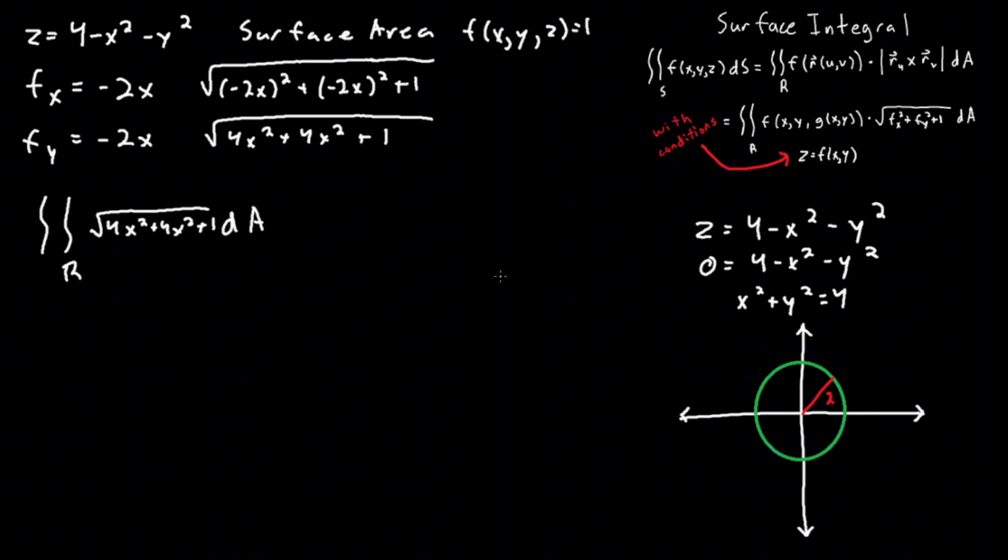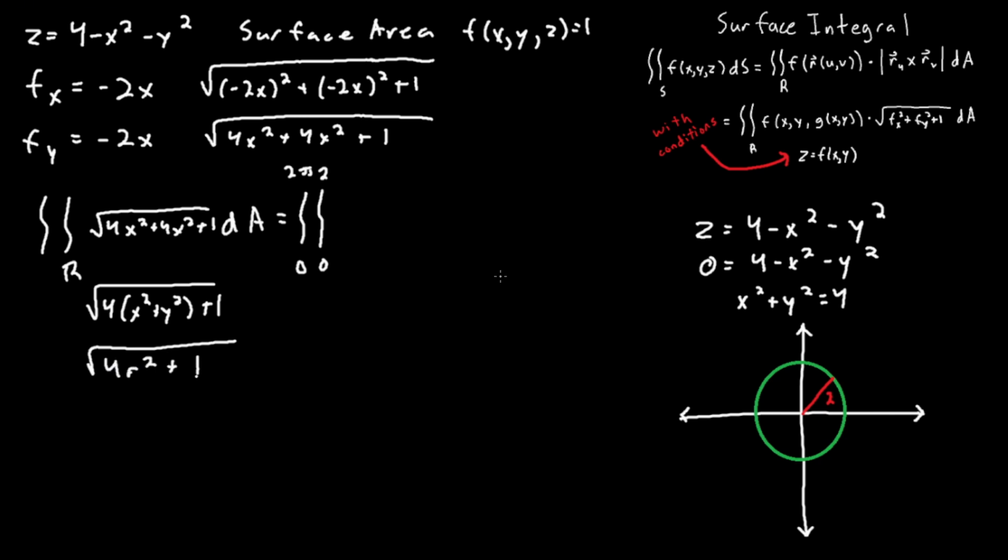Now, this circle with radius 2 has very easy bounds to find. Your bounds for this are just 0 to 2 for the radius, and 0 to 2 pi for the theta value. That's pretty easy. Now we need to turn this into polar coordinates. This is actually going to be the most annoying part. We can factor out 4 out of 4x squared plus 4y squared plus 1, and x squared plus y squared in polar coordinates is just equal to r squared. So we have 4r squared plus 1.